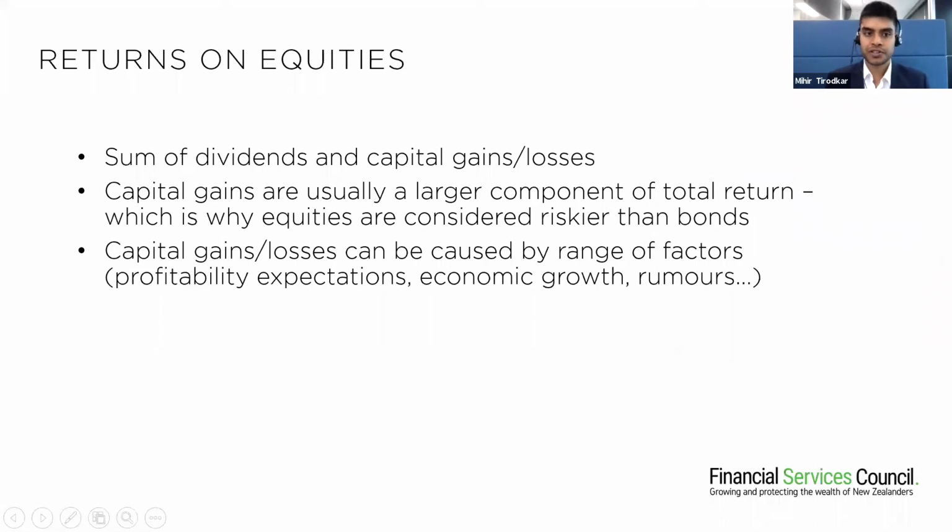Now, we've talked about the returns on cash. These are just small coupons and interest payments. We've talked about the returns on fixed interest, which is coupons and any small capital gains or losses which may occur over the life of the coupon. Where do the returns on equities come from? The returns on equities are the sum of any dividends that are paid out by the company you have bought a share in, and any capital gains or losses.